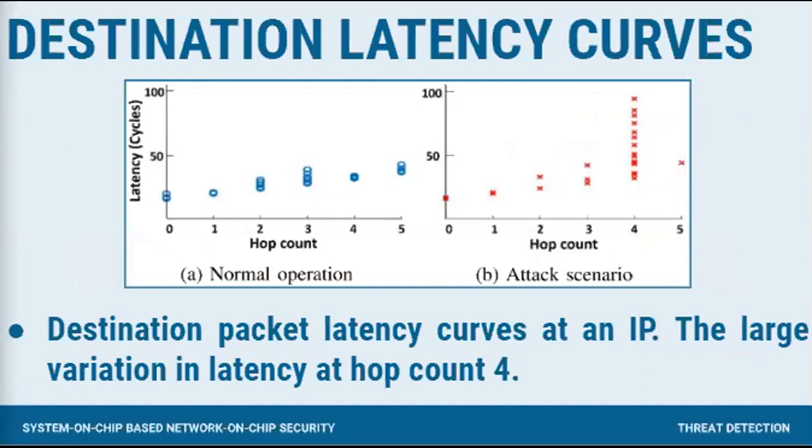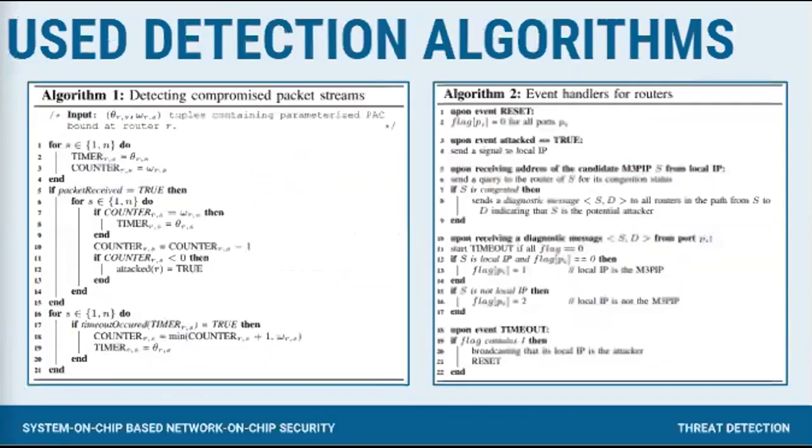So in a normal operation, if you consider the cycles, the hop count is around 0, 1, 2, 3, 4, and the likelihood of having more hop counts for a certain specific hop count is less. It has a gradual increase, and there's a limited set of values that we can have there. But in an attack scenario, let's say hop count 4 has many cycles there, so we can easily detect there's a denial of service attack.